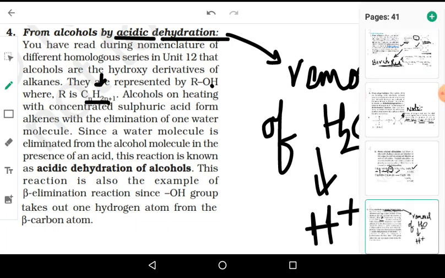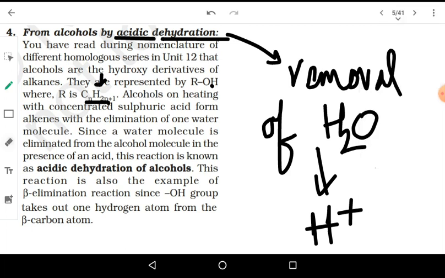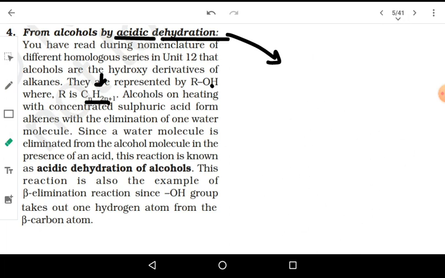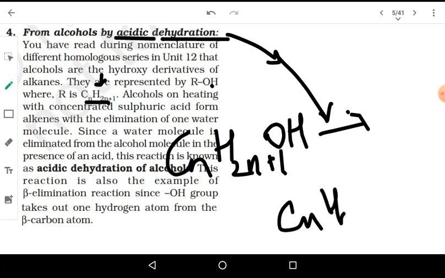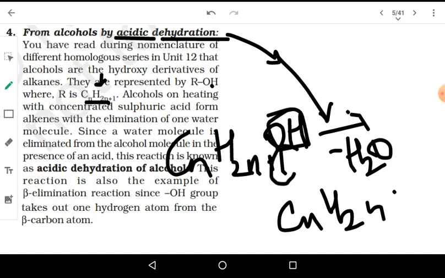So I will write a general reaction for this. So we have CnH2n plus 1 OH. This is undergoing the process of acidic dehydration to give us CnH2n. So we are eliminating a molecule of water. OH is coming from this side and one of the hydrogens is coming from the alkyl part. So this is an example of acidic dehydration, and again acidic dehydration is also an example of beta elimination, where OH is moving out from the second carbon and hydrogen is coming out from the first carbon.